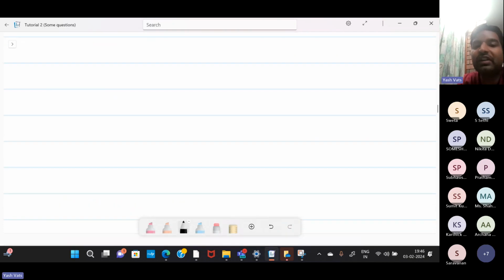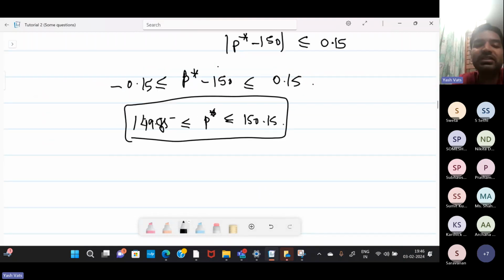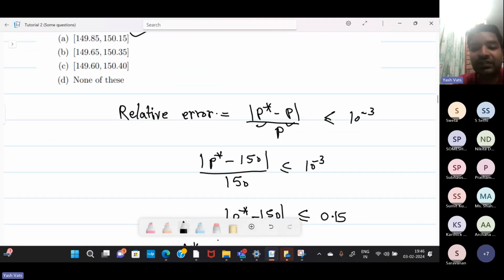Okay, so relative error, it may be absolute error or percentage error, like this question may be framed. It depends. But you need to be very careful about the definitions.